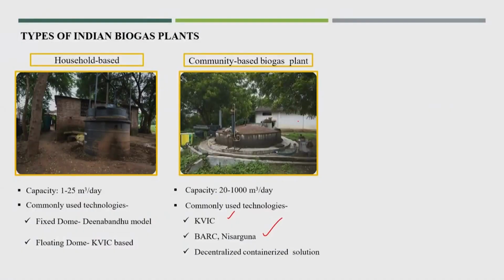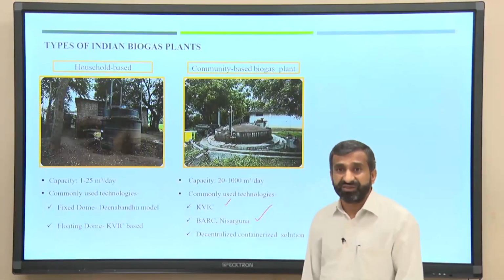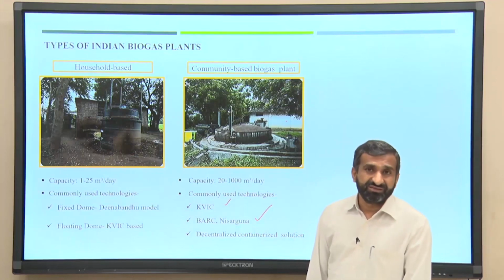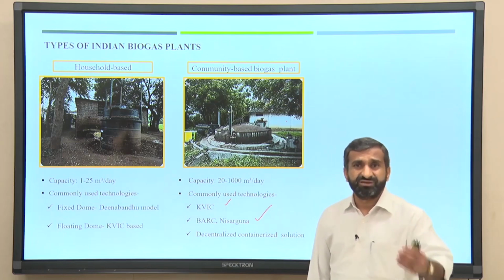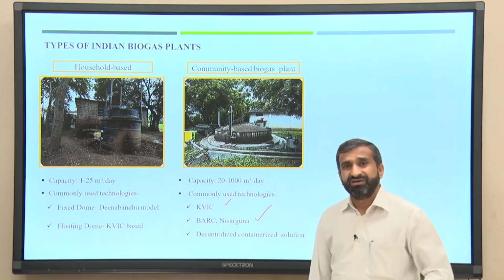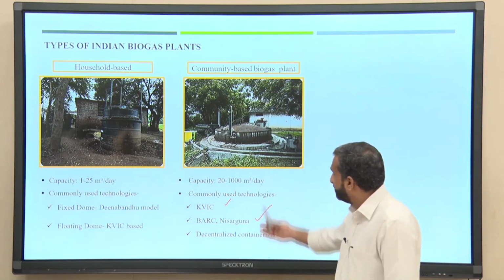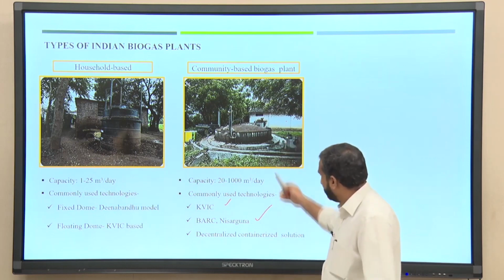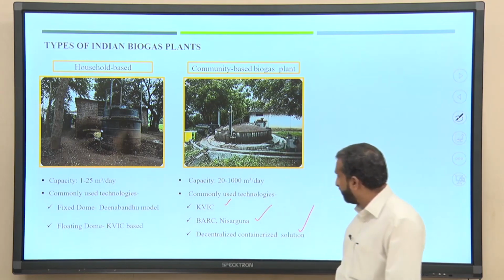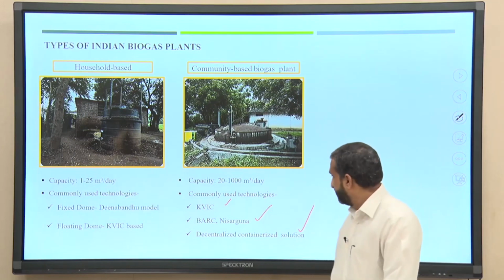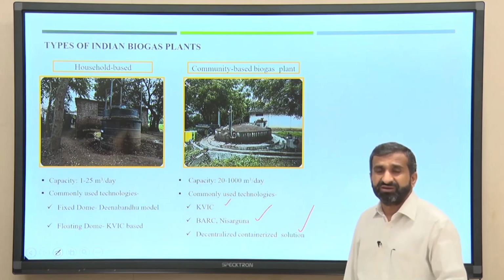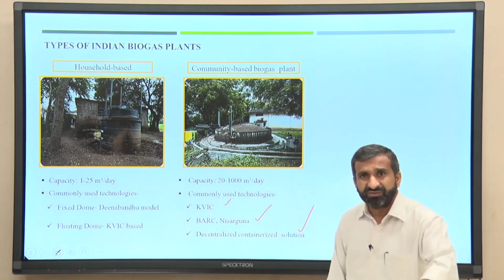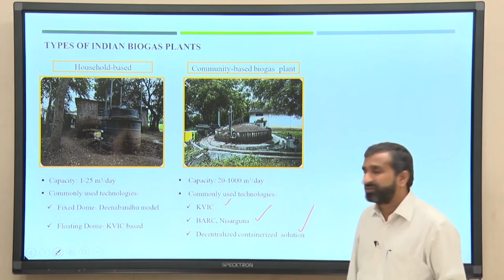And I was talking about how decentralized composting is more beneficial compared to a centralized composting facility, and in that case the rotary drum composting is more beneficial if you talk about decentralized composting facilities. Similarly, these kinds of community-based biogas plants are very important for decentralized, containerized solutions. If you are not going for composting, we can go for biogas production.